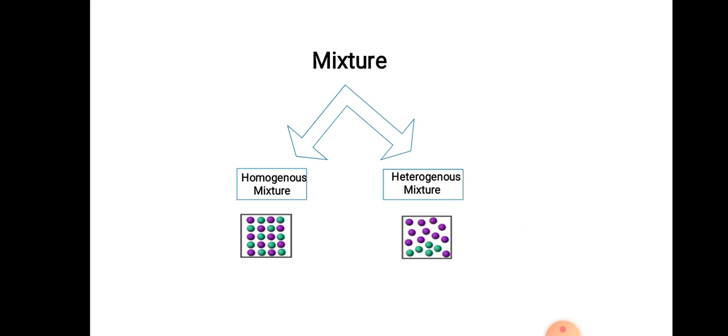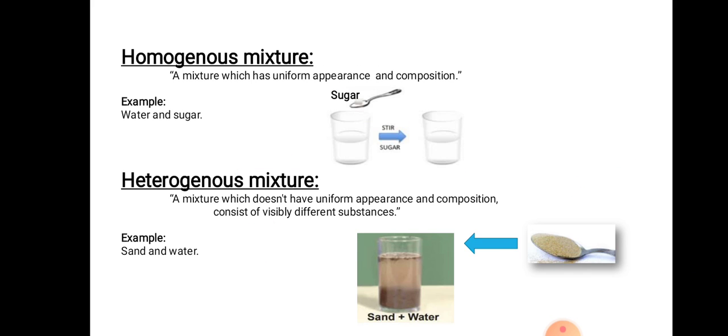Now, types of mixture: homogeneous mixture and heterogeneous mixture. Homogeneous mixture. A mixture which has uniform appearance and composition is called homogeneous mixture. For example, water and sugar. When we mix sugar in water, we get a uniform appearance.